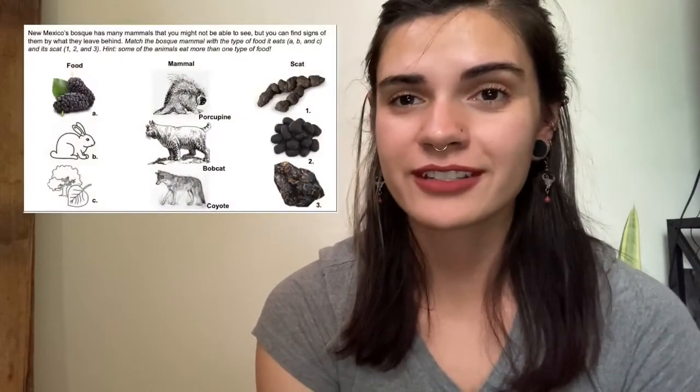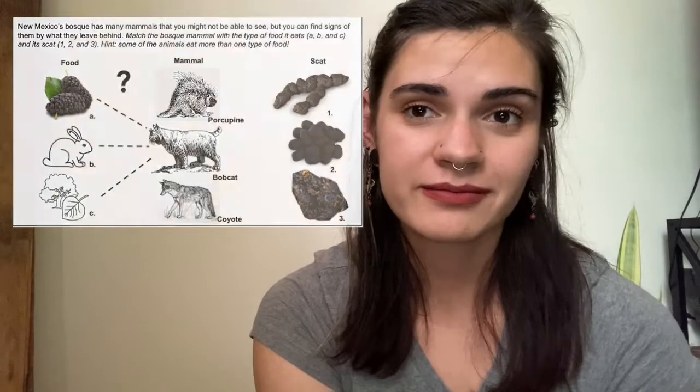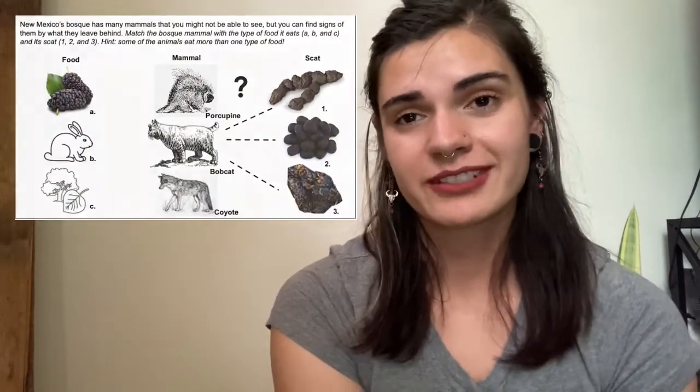For the first part of this activity, we're going to look at the first section of our handout. And we're going to look at 3 different bosque mammals, and that's a porcupine, a bobcat, and a coyote. What we're going to do first is we're going to look at the animals and draw a line to what they eat. And then we're going to look at the animals again and draw a line to what their scat looks like. Remember, scat's a great way to see what kind of animals are in the area without actually seeing them. So which one of these animals do you think you might see in your neighborhood?